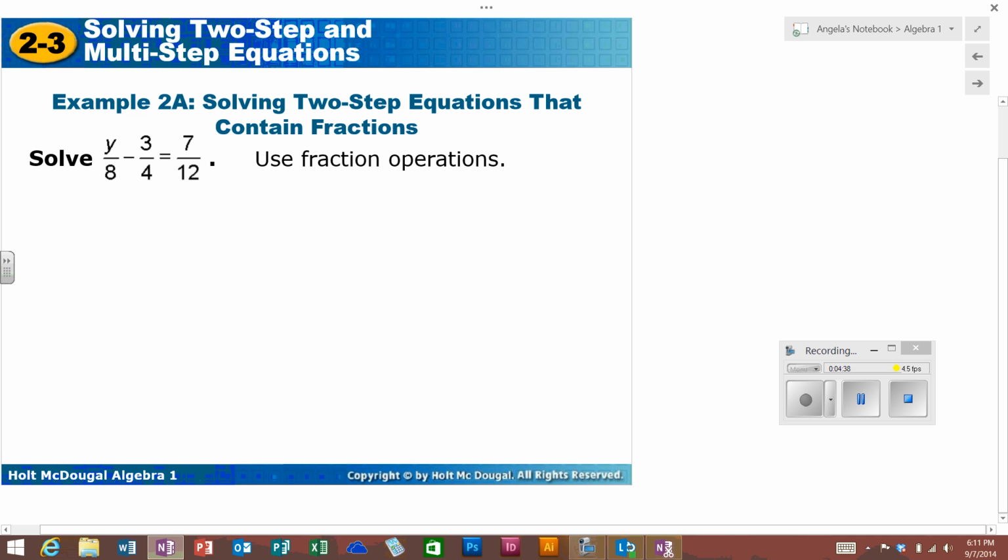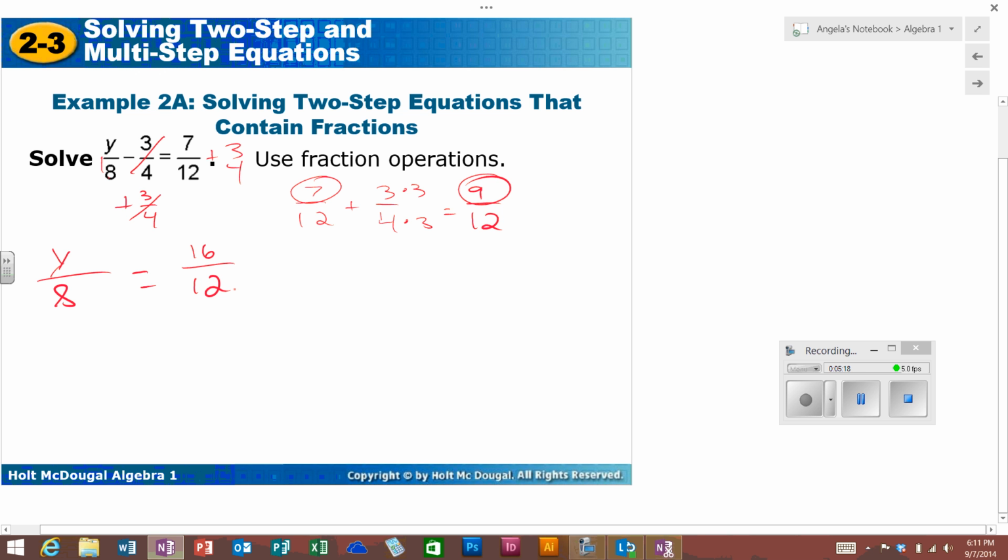All right. So we have fractions. Yay, your favorite. Well, we have a y divided by 8 and then -3/4. So the first thing that I would do is I would add 3/4 to both sides. So I get y over 8 on this side equals. Okay, so I cannot add 7/12 and 3/4 unless I have a common denominator. So I'm going to make this a 9/12. So 7 and 9 make 16 over 12.